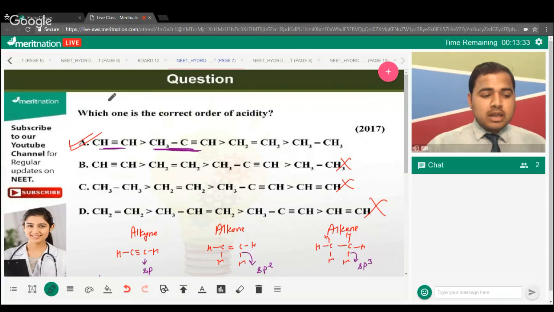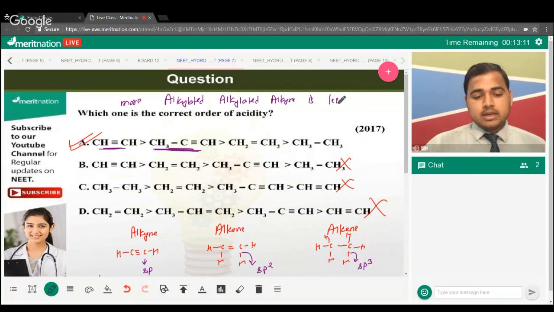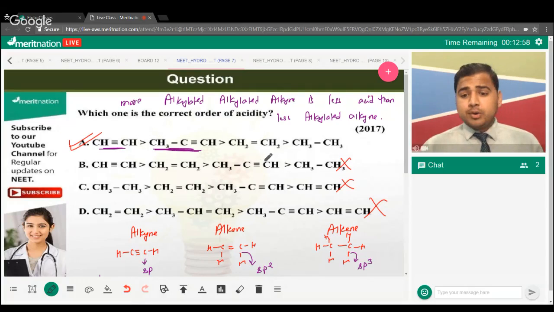Got it? So more alkylated alkyne, and similarly for the alkene and the alkanes, more alkylated alkyne is less acidic than less alkylated alkyne. So I hope you enjoyed all these questions, and this is the strategy for NEET.